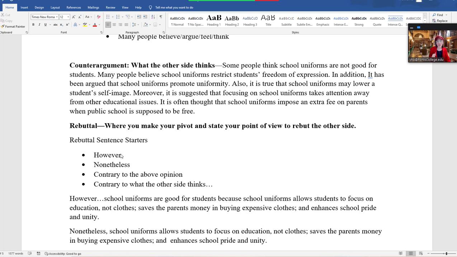So then you would say, however, nonetheless, contrary to the above opinion, contrary to what the other side thinks, school uniforms are actually good for students because school uniforms allow students to focus on education, not clothes. School uniforms save the parents money in buying expensive clothes. School uniforms enhance school pride.